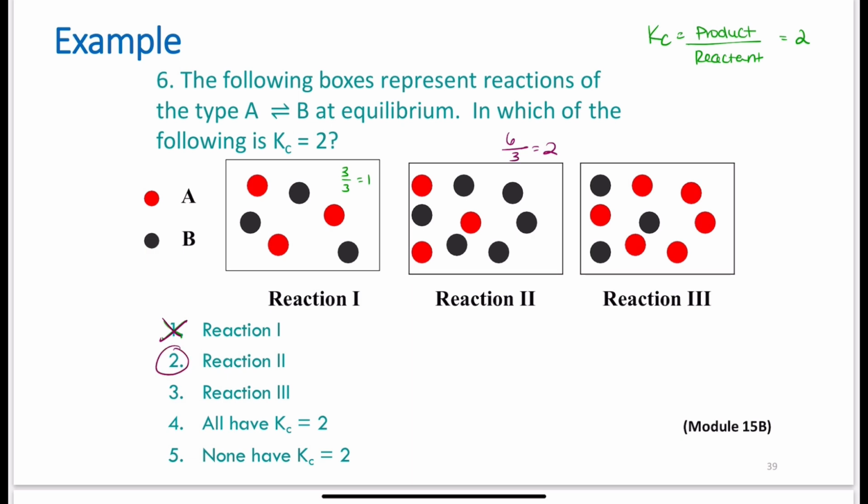Let's just make sure we're correct. In reaction 3, I've got 3 B's over 6 A's. Not it. So reaction 2 is going to have a Kc value of 2 because I have twice as much product as I do reactant.